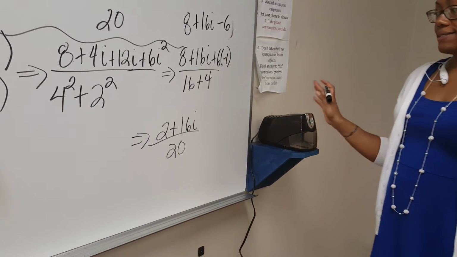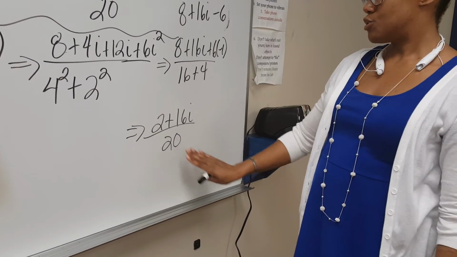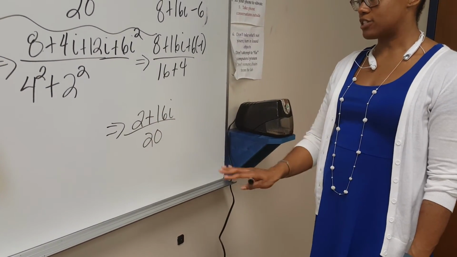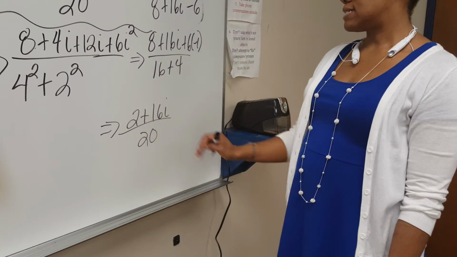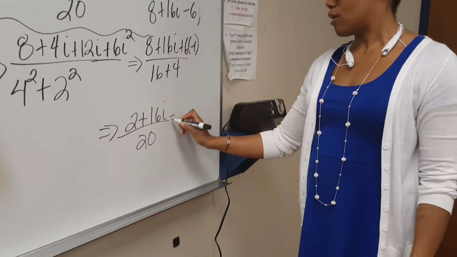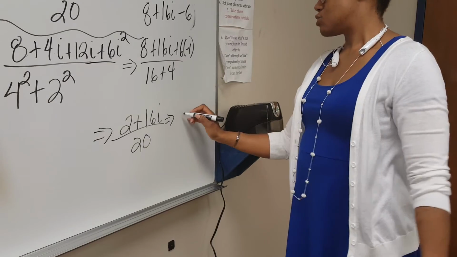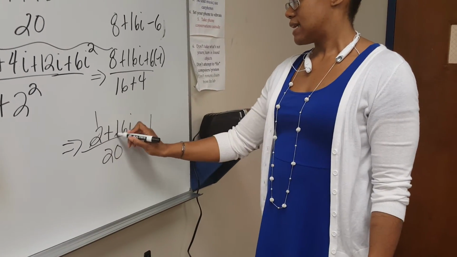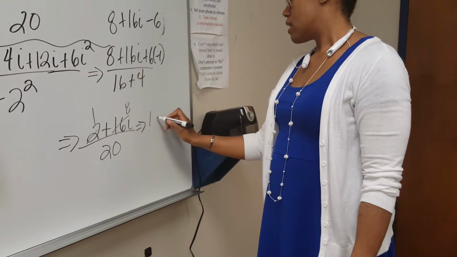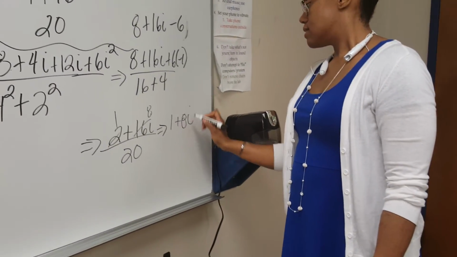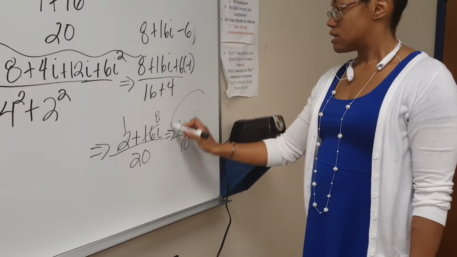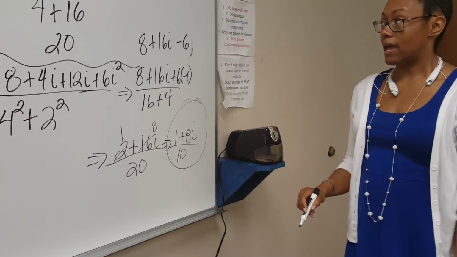So now, am I done? No. Very similar to rationalizing the denominator, I can simplify my fraction. 2, 20, and 16 all have something in common, a 2. So 2 goes into itself 1 time, 2 goes into 16 8 times, and 2 goes into 20 10 times. So that would be my final answer.